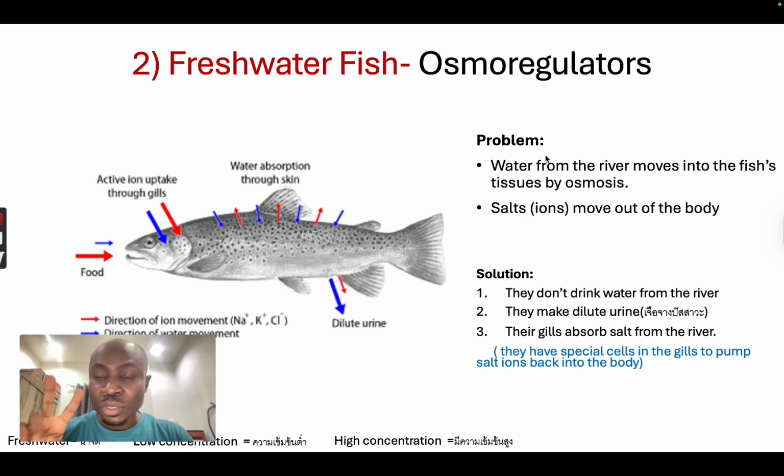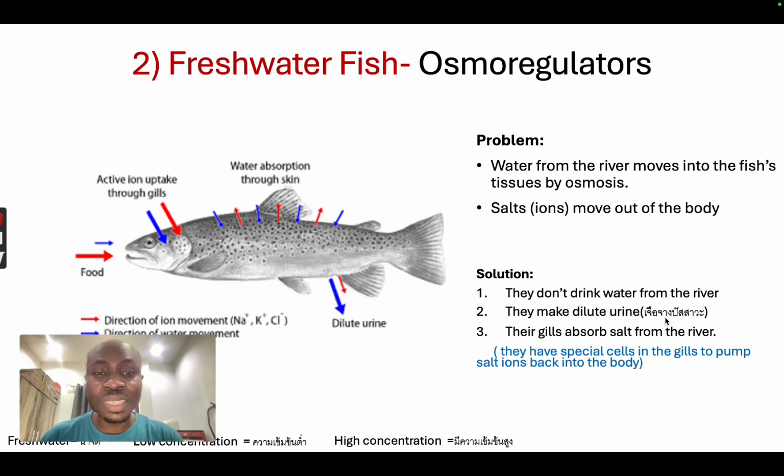Again, there are two problems here. Number one, water will move from the river into the tissues of the fish. Number two, salt from the fish's body will move out. The solution is that they don't drink water from the river, because there's too much water going into their bodies already. Number two, they make dilute urine. When they pee, the urine has a lot of water to remove the extra water.